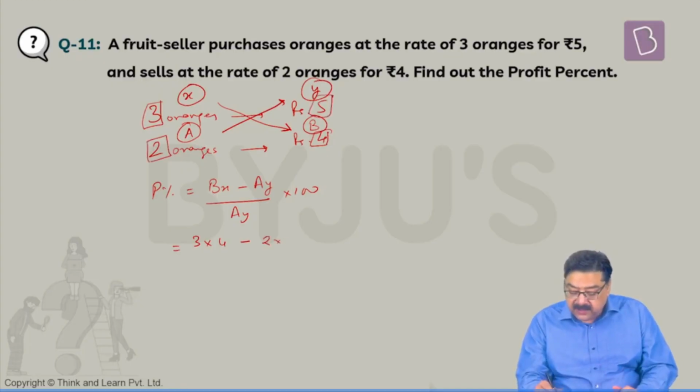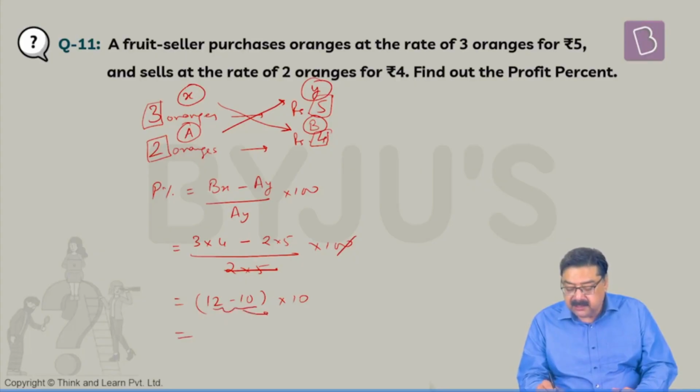So 2 into 5 by 2 into 5 into 100 goes off. So this is 12 minus 10 into 10. So that is 12 minus 10 is 2. So it has to be 20%.